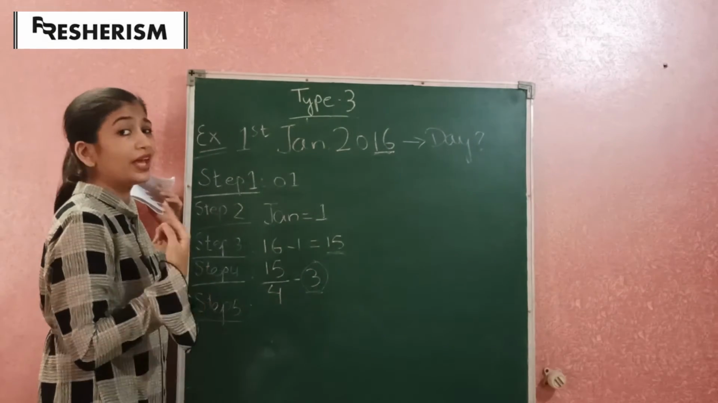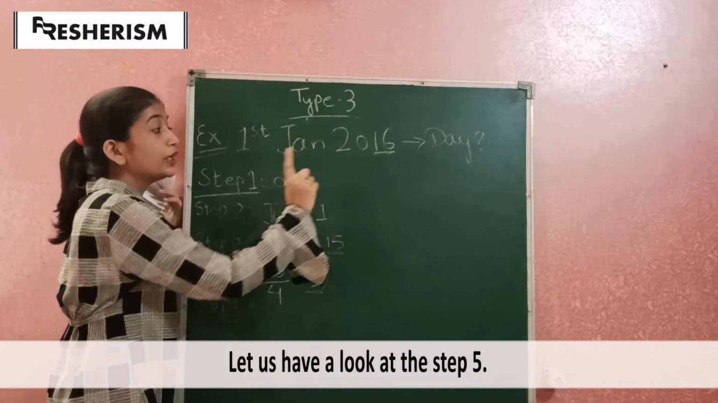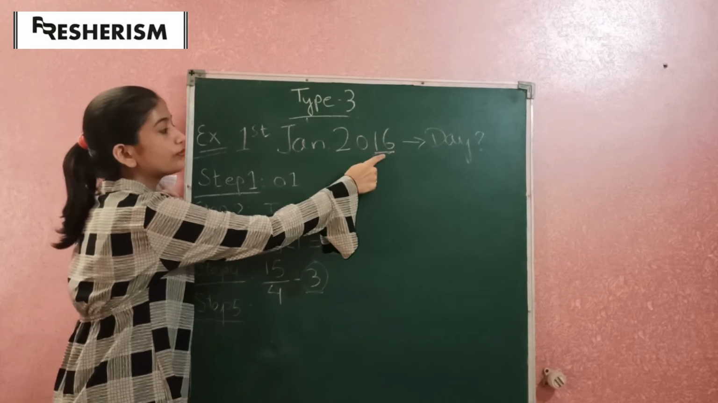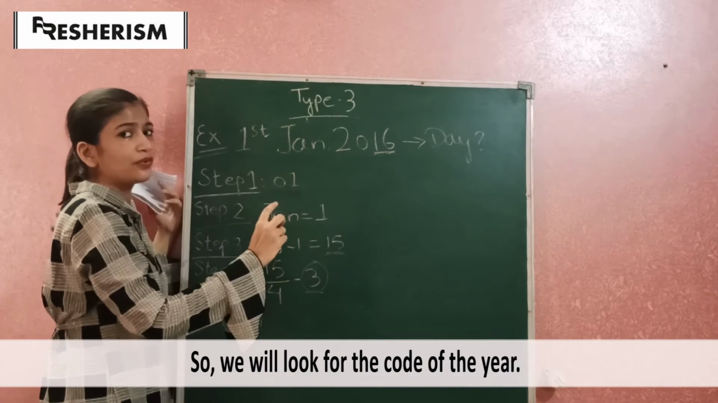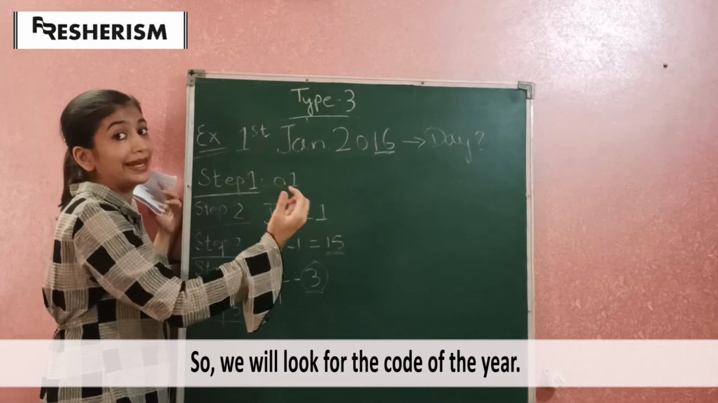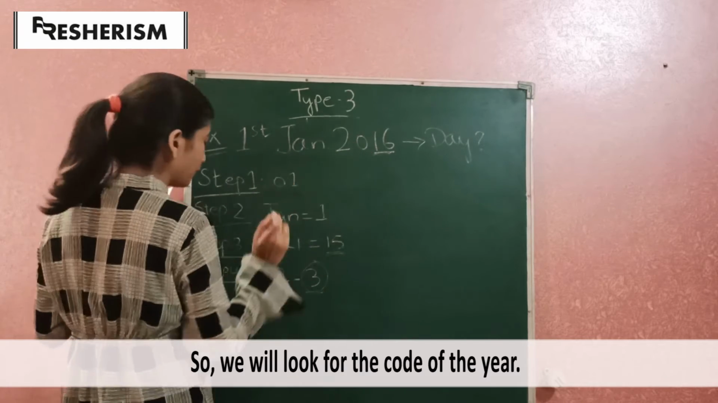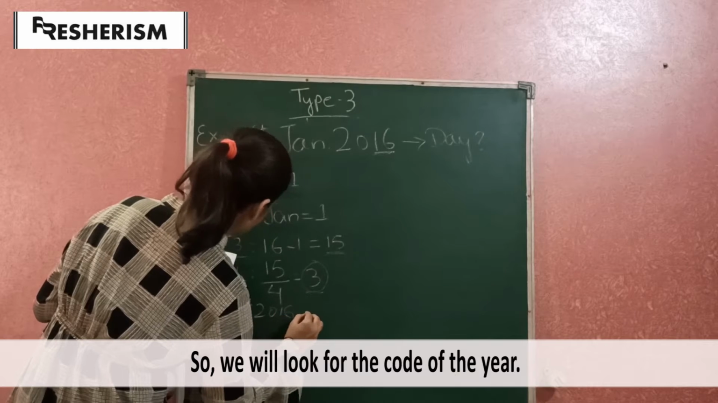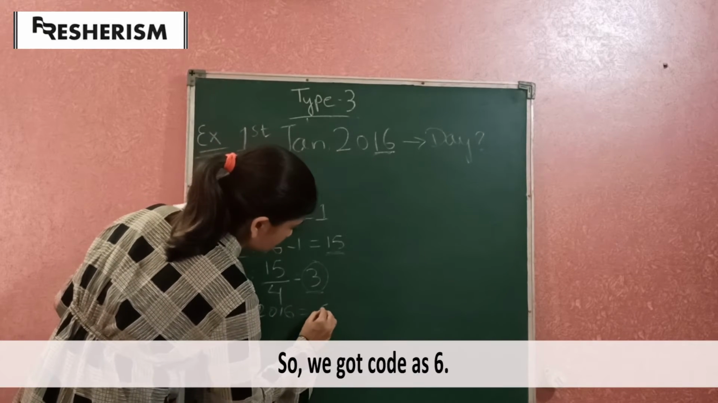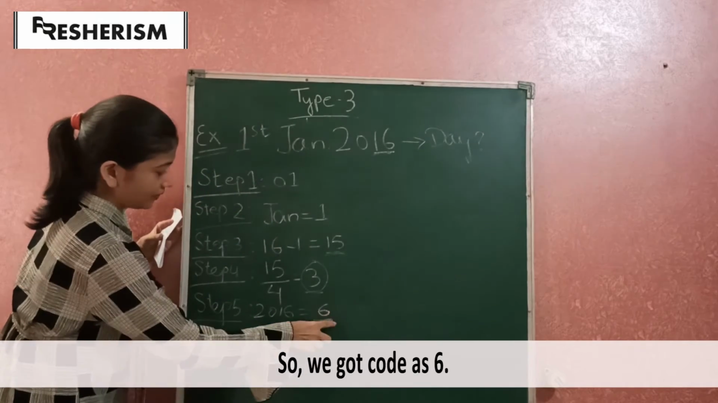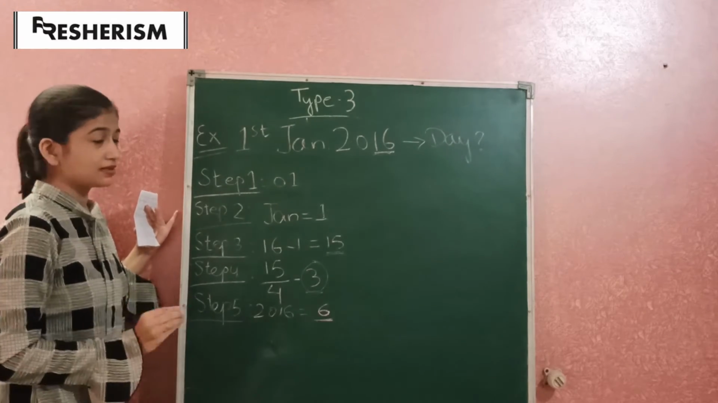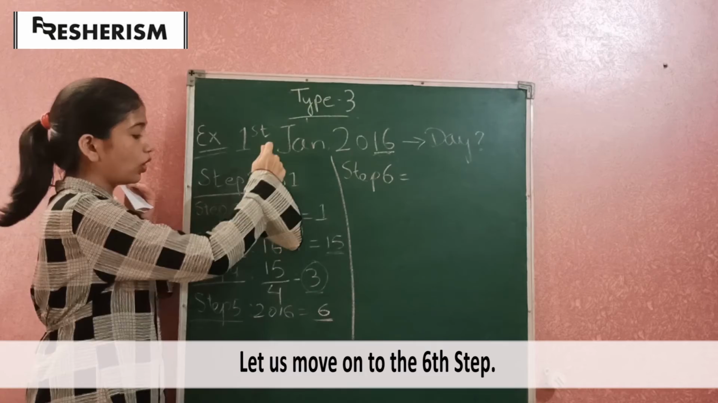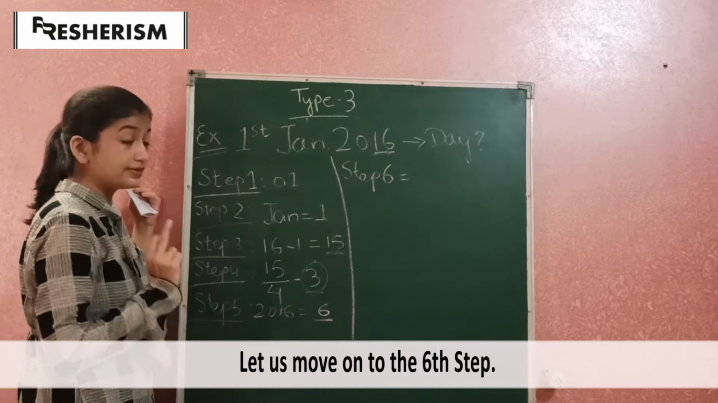In step 5, we have to take the code of this year. If you remember, we have drawn this table for the years also. So 2016 falls in the 2000 to 2099 category. So the code for 2016 is 6. So step 5 answer is 6. Now step 6 is very simple. In step 6, you have to add all of the answers from step 1 till step 5.